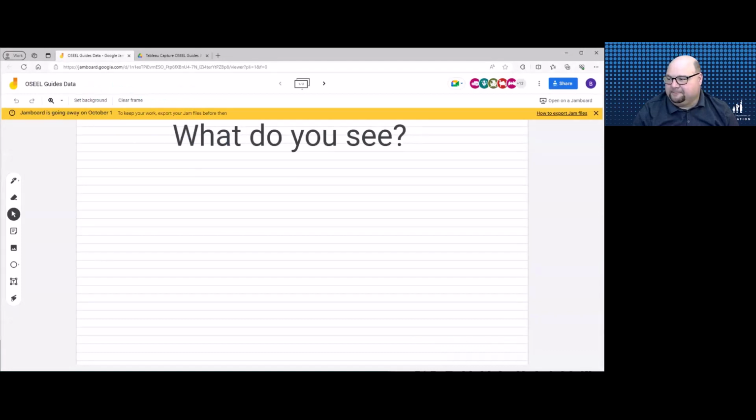So what do you see? If some of y'all are not familiar with Jamboard, you can pick up a pen along the left-hand side or a sticky note. Any of those ways to write into this Jamboard. The sticky note is right under the big arrow. I see 17 total people in there with me, so somebody has to be writing.